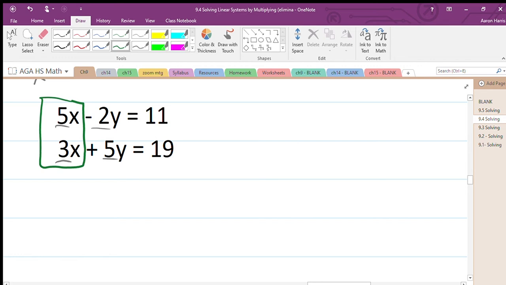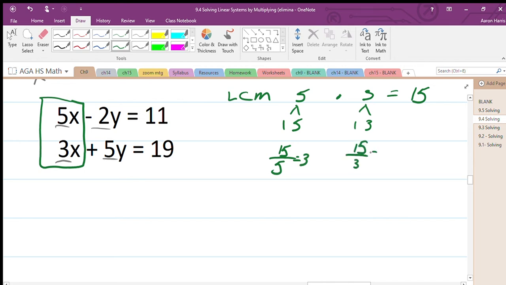So what does that mean? I need to find the LCM of what? 5 and 3. Well, lucky for me, 5 is what? A prime number. 3 is also what? A prime number. So all I have to do is multiply them together and I get what? 15. So now, real simple. 15 divided by 5 is equal to what? 3. 15 divided by 3 is equal to what? 5.